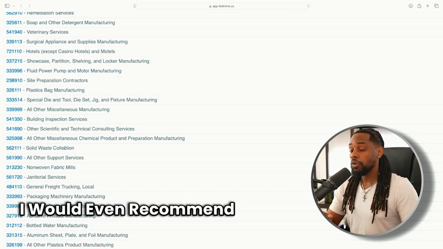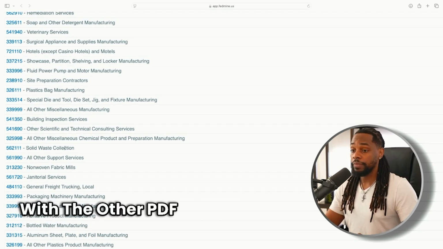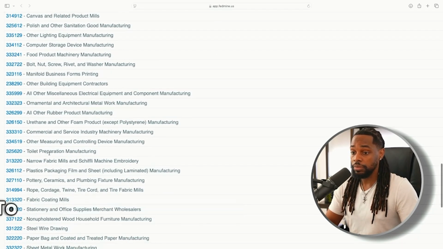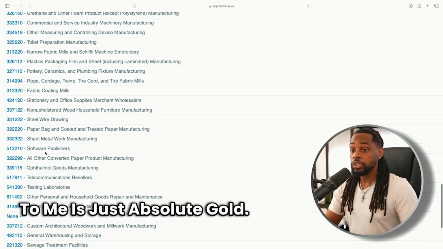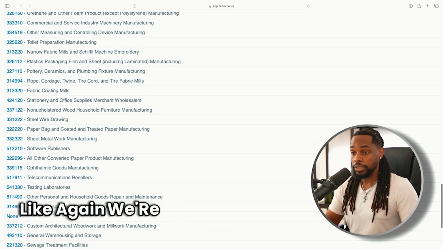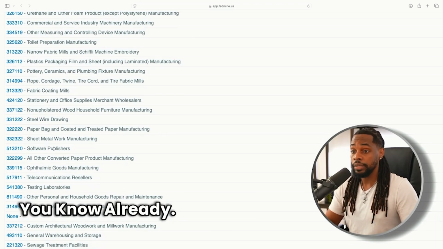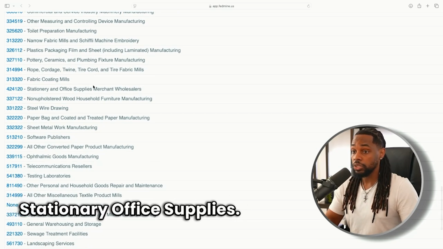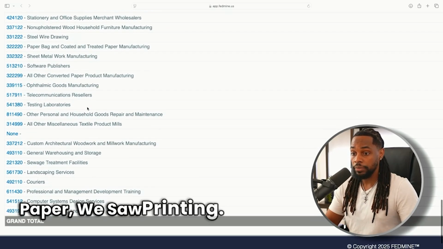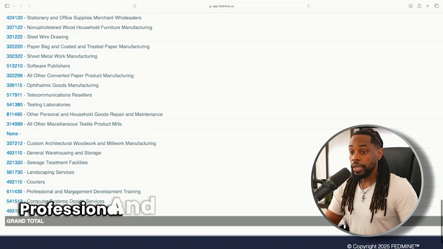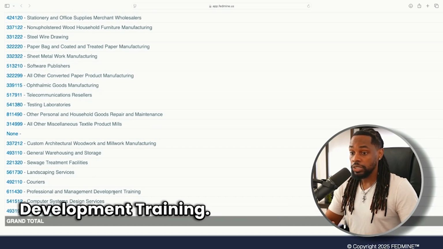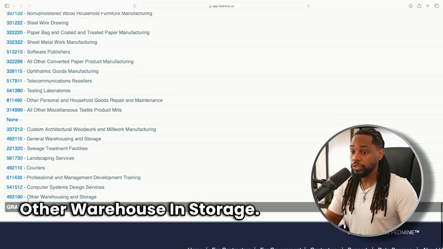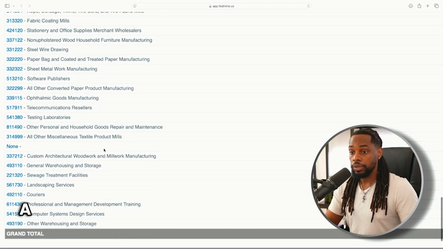I would even recommend cross-referencing this with the other PDF that we just looked at, but this website is very, very good, and this information to me is just absolute gold. Software publishers, again, we're seeing this one. That should let you know already. Software is very, very big. Stationery, office supplies, we saw that. We saw paper, we saw printing. Professional and management development training. We saw this one. Oh, here's another one, that same one. Other warehouse and storage. So warehouse and storage is a really, really big one.